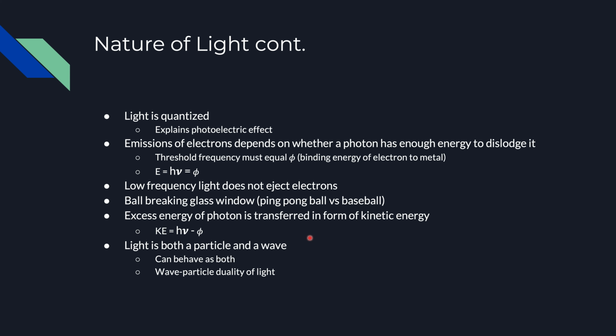As you can see, the ping pong ball, which is below the threshold frequency, does not actually break the glass, which is essentially the action of ejecting an electron. However, the baseball, which is high frequency, exceeds the threshold frequency and in fact breaks the glass, causing an electron to be ejected. So the excess energy of the photon, which is used to eject the electron, is transformed into kinetic energy. So kinetic energy is equal to h nu minus phi.